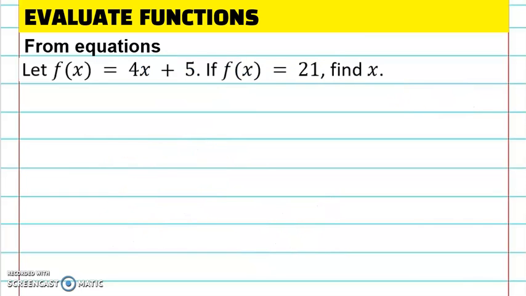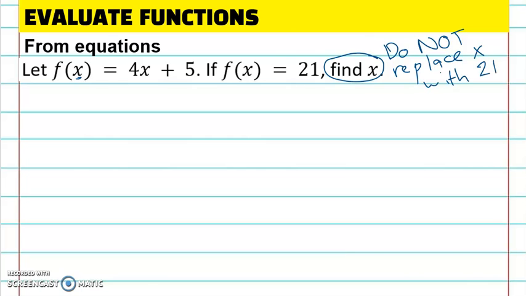Oh, this one looks a little different. Let f(x) equal 4x + 5. If f(x) equals 21, find x. Guys, I have to find x. Look, it didn't give me the number. Do not replace x. You have to find it, but sometimes we get a little substitute happy and we're like, oh, swap numbers, whatever. It didn't say x is 21. It said f(x) is 21. So that means this 21 replaces that whole thing.